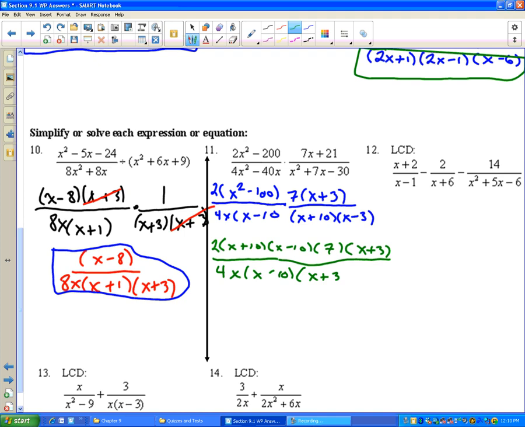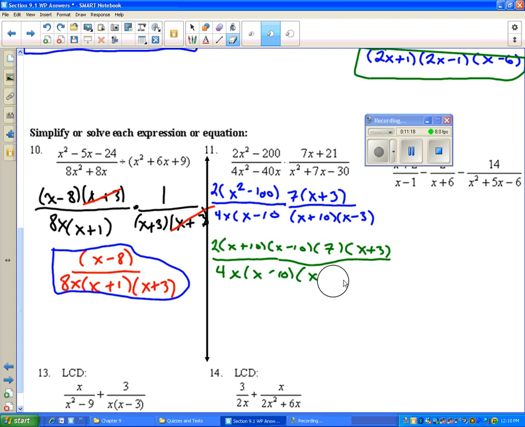Hold on. Jumped the gun. So it's 4x times x minus 10 times x plus 10 times x minus 3. Get out my red marker. The x plus 10s will cancel. The x minus 10s will cancel.